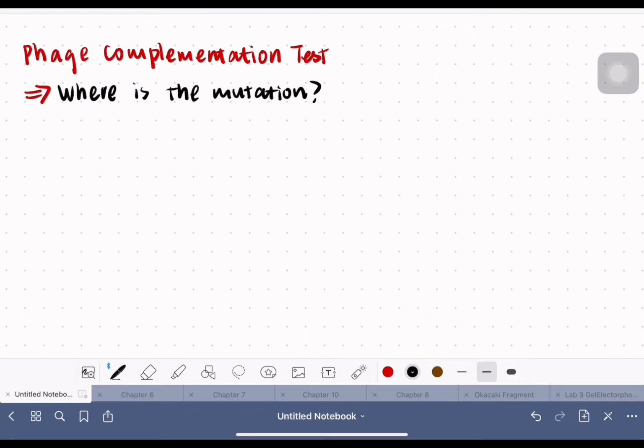Okay, so if you're watching this video, you'll save yourself a lot of time. This week we'll be doing the phage complementation test. I'm not going to define this phrase right now. Let's just take a look at the overall goal of this lab.